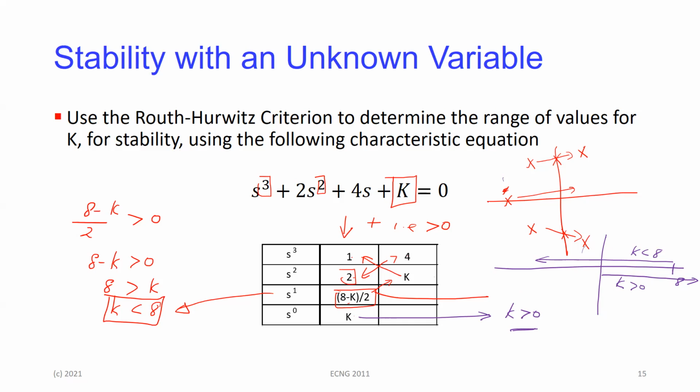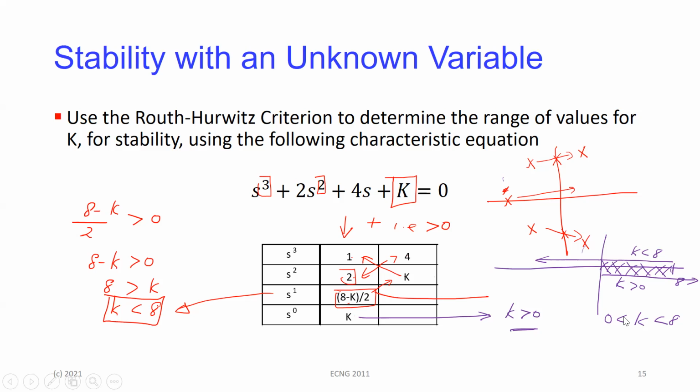The only way you could satisfy both things is that K has to be less than 8 and also greater than 0. So the only place where that is satisfied is if K is less than 8 and greater than 0. Everybody seeing that? Yes, sir. We've seen. Nice.